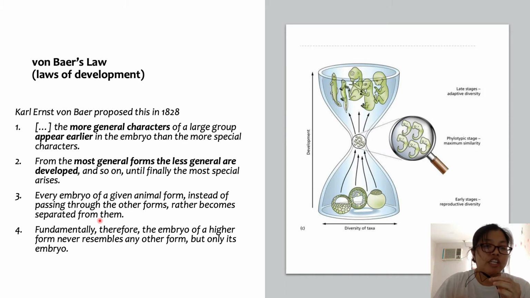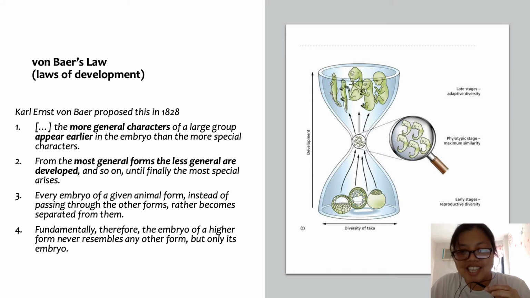Okay? The fourth and lastly, the embryo of a higher form never resembles any form, but only its embryo. This law states that the stages of development in more complex animals never represent the adult stages of less complicated animals. They resemble only the embryos of less complex animals. So you can see here, they only resemble the embryo, but it doesn't represent the adult stage of the organism.